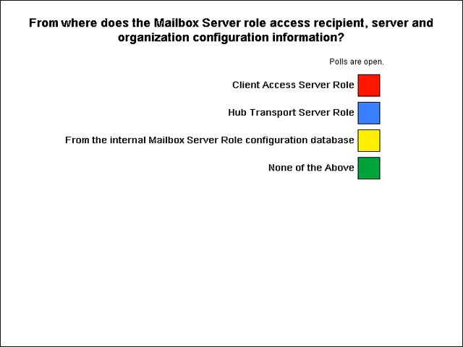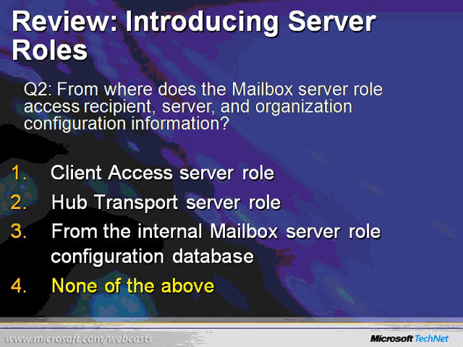And it looks like we are getting a higher percentage of the folks getting it correct than we are getting wrong. So it is none of the above. It's not stored in any of these. It's not the client access or the hub transport. It is Active Directory, right? So it's going to pull directory services to get that information. So that's why the answer here is none of the above.